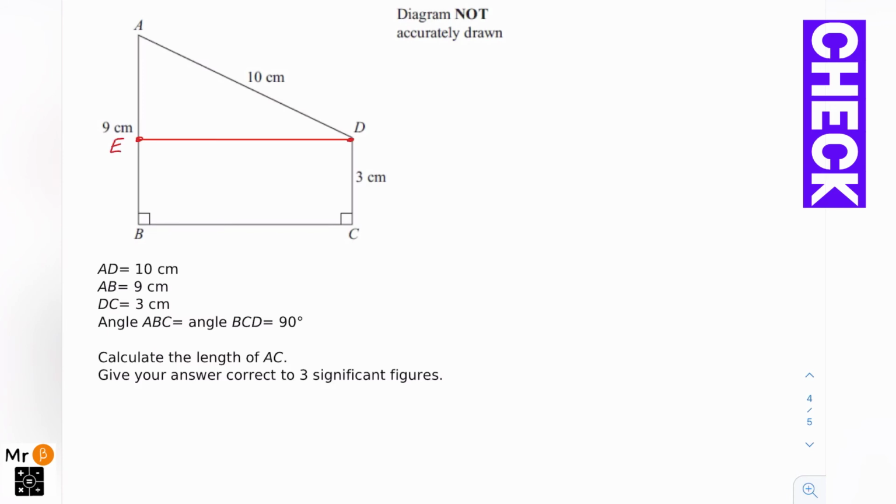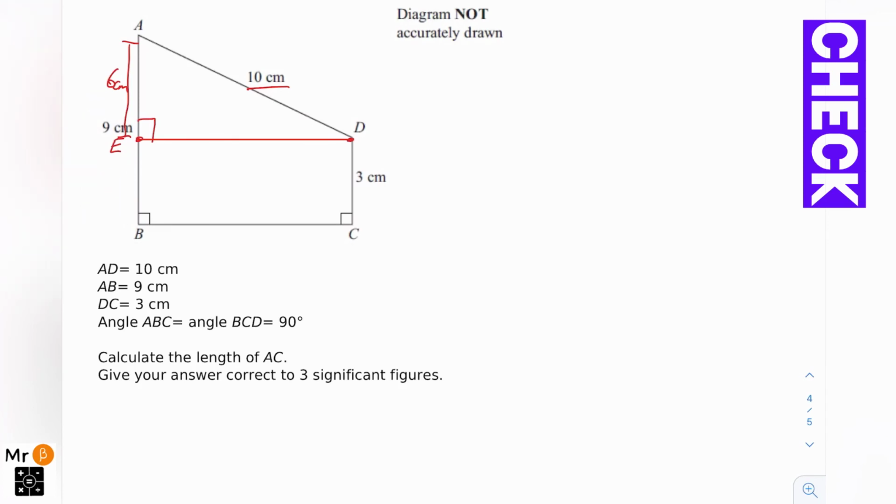We know what our hypotenuse length is, which is 10, in our right angle triangle AED, and we can work out the length of A to E. We know our total length is 9 centimetres. We know up to point E is 3 centimetres, therefore this missing length here must be 6 centimetres, because 6 plus 3 is equal to 9.